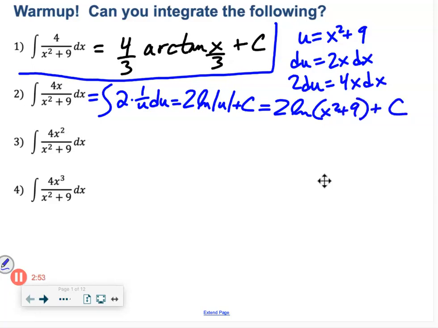Now, I dropped the absolute value, but I didn't have to. I could have left it. Why am I allowed to drop it? Because x squared plus 9 is always positive, right? Okay. So anyway, that was number 2.